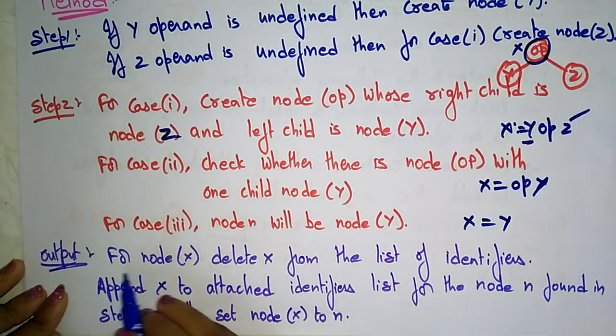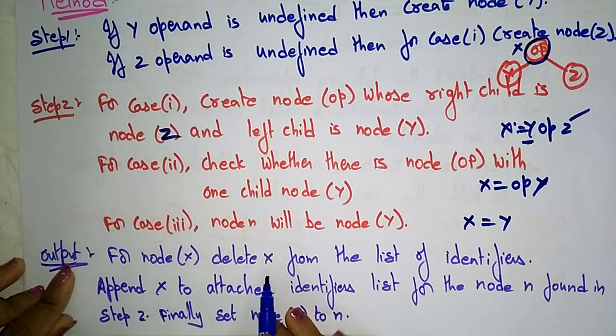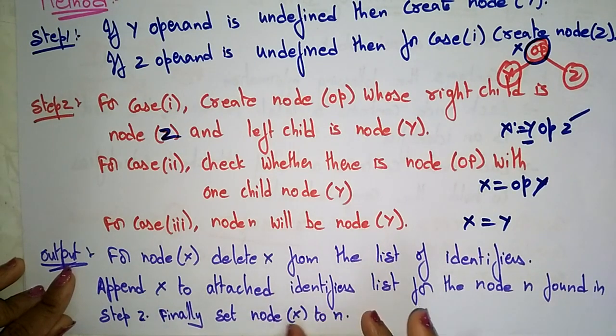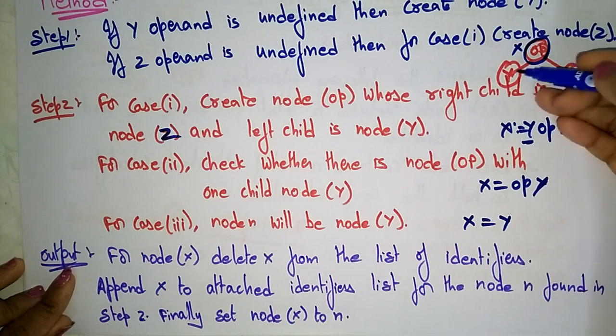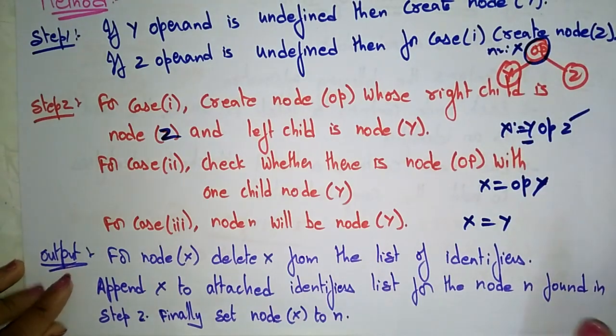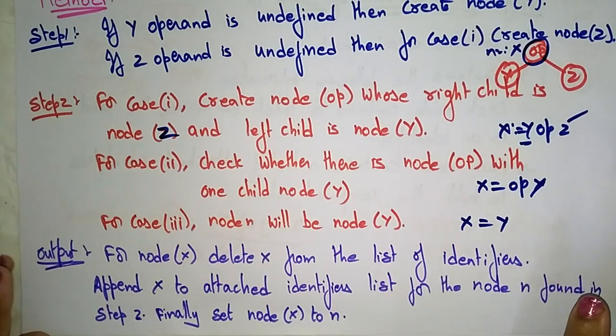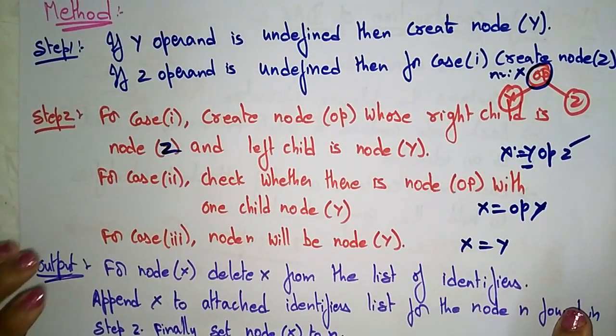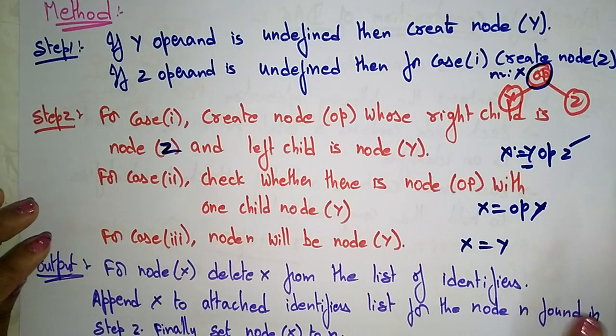Okay. So the output for the node x: delete x from the list of identifiers and append x to the attached identifier list for the node n found in step 2. Finally, set node x to n. So this is the thing, you just assign x to n. Okay. So if you see the example, then you will get a clear idea. So in the next video, I will explain the DAG examples, directed acyclic graph. Thank you.